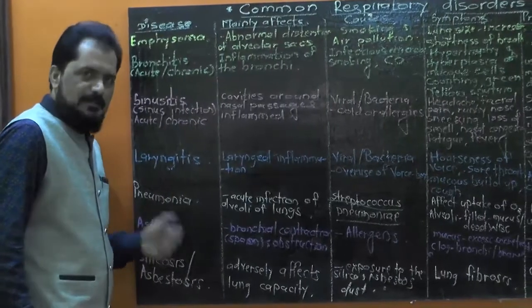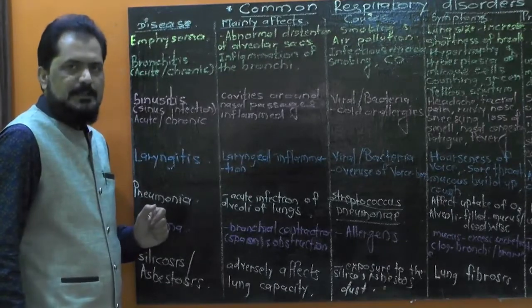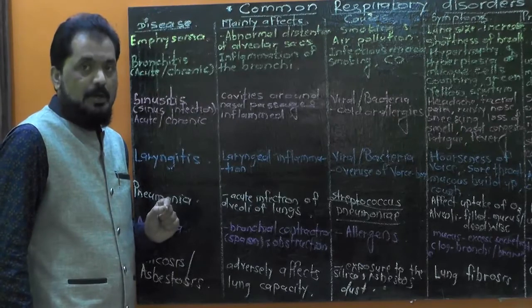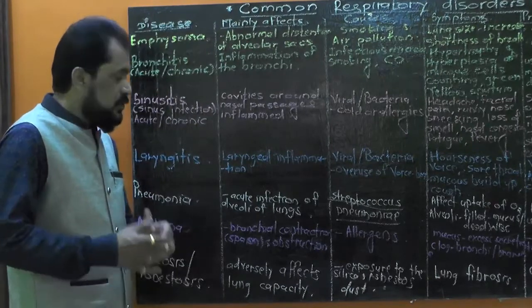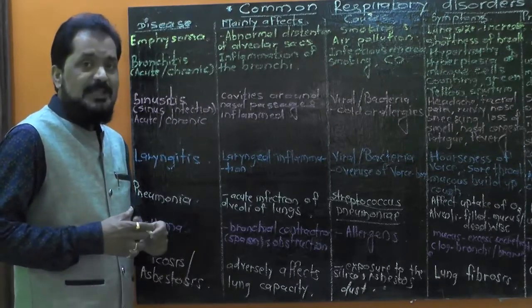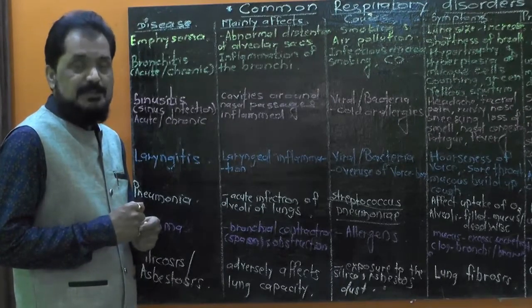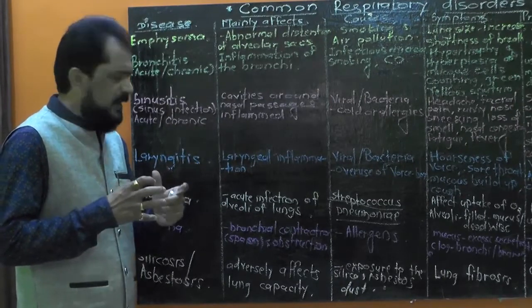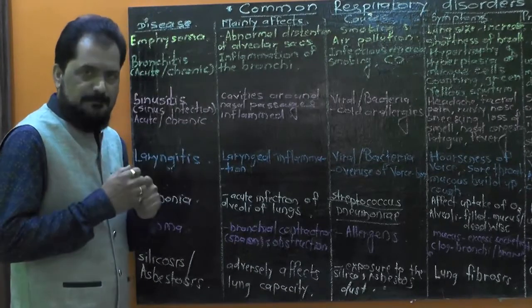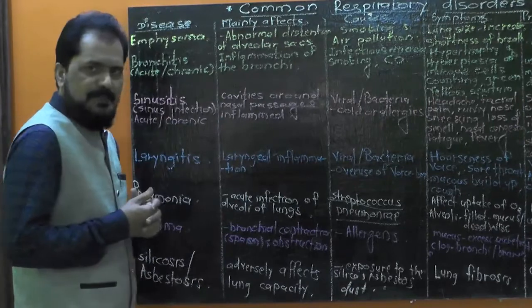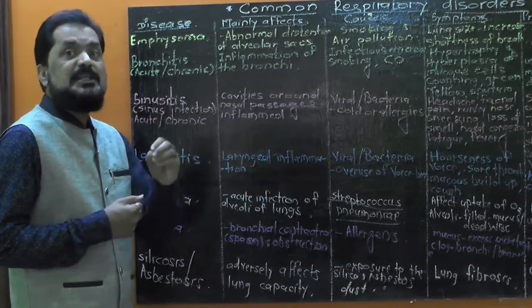Next, asthma. Asthma is actually an allergic attack of breathlessness associated with bronchial obstruction and spasm. Spasm means the sudden contraction of the bronchi, and it leads to breathlessness. Asthma is actually an allergic disease.